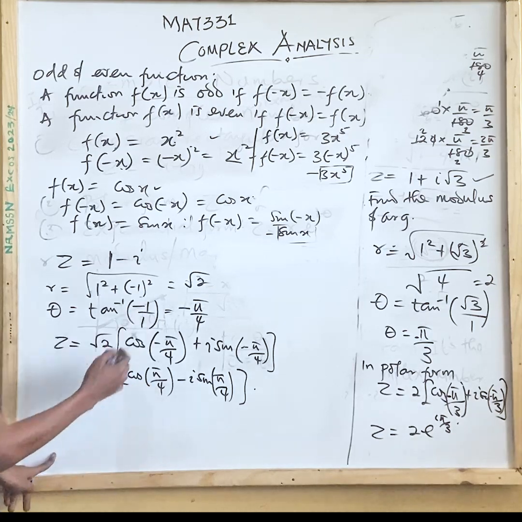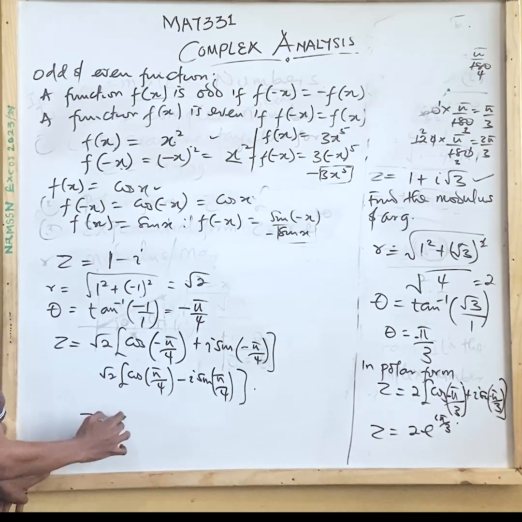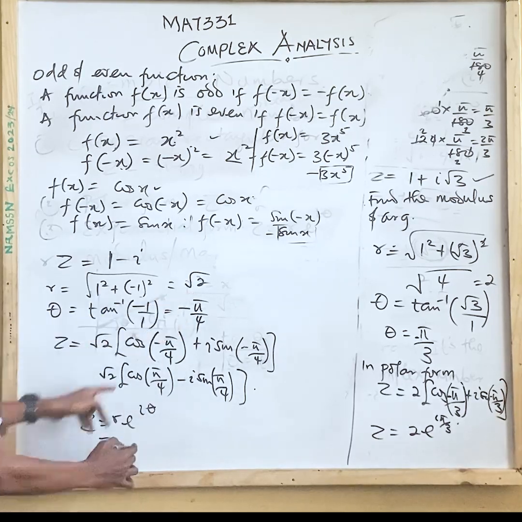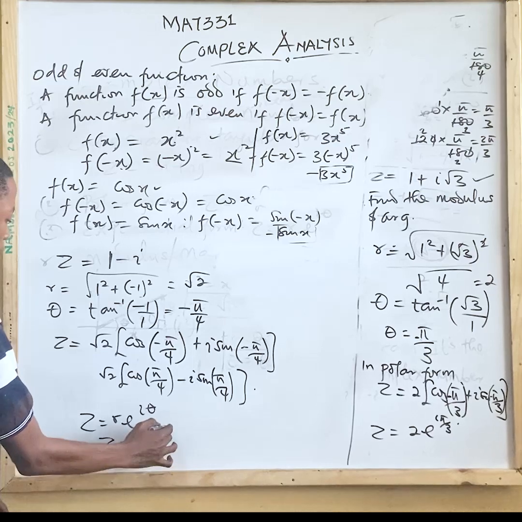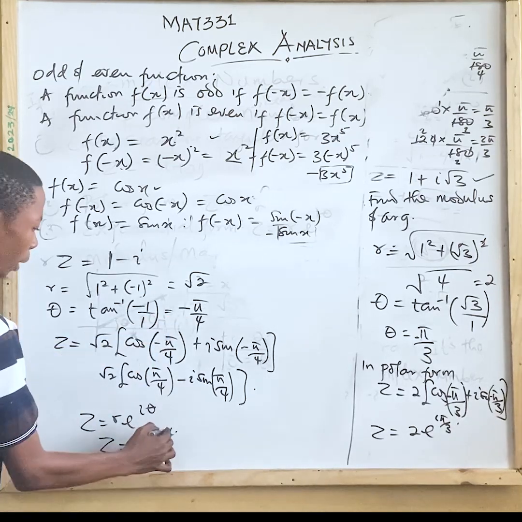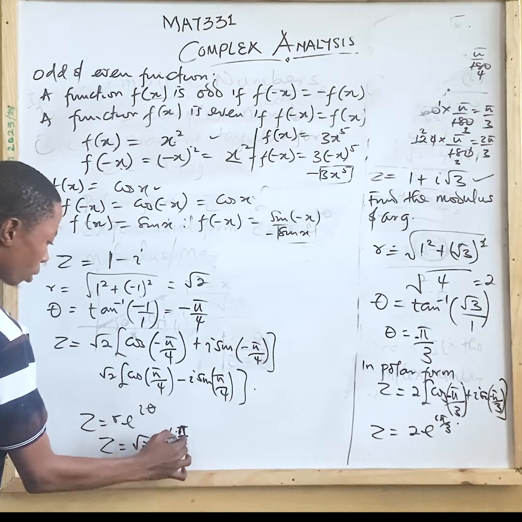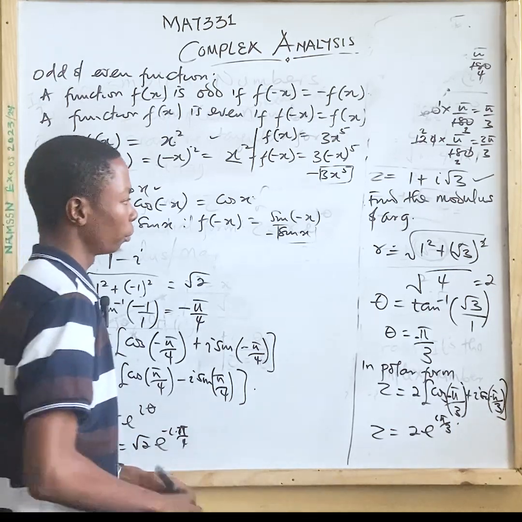If I want to express it in exponential form, z equals r exponential i theta. So r is root 2, e raised to power i theta. Our theta is minus pi over 4. Put that minus here. So e raised to power minus i pi over 4.